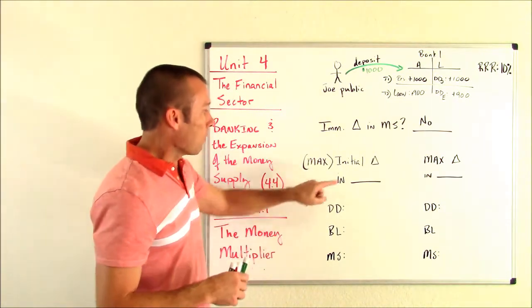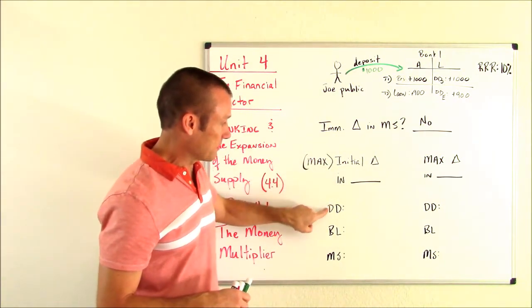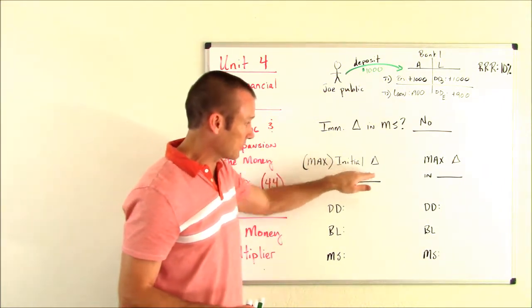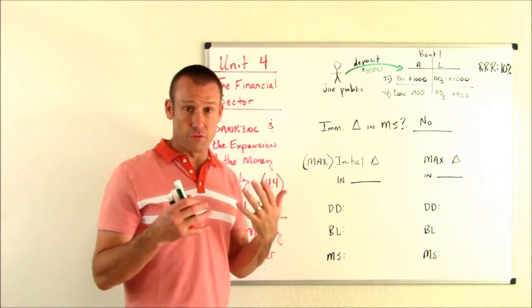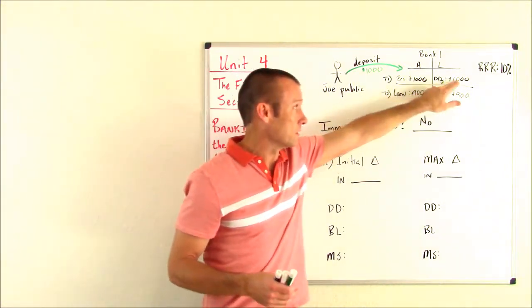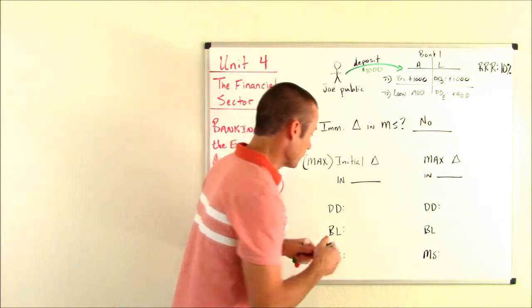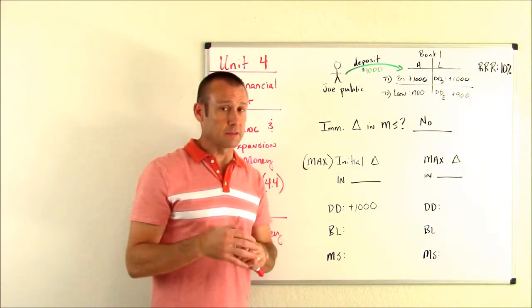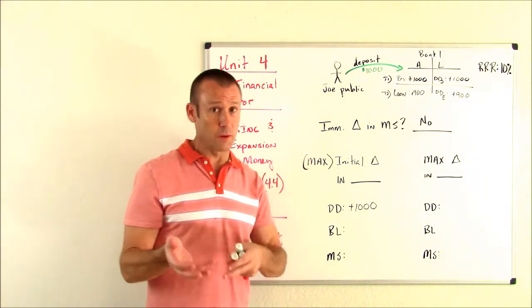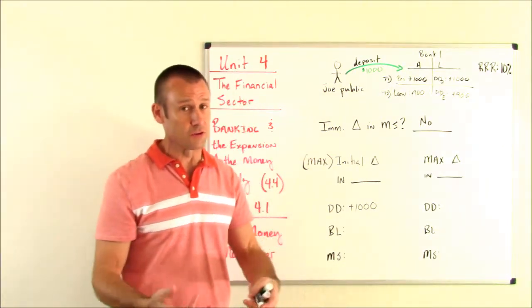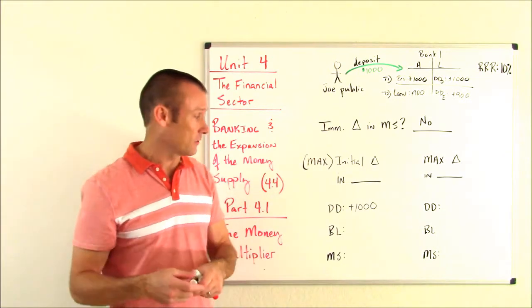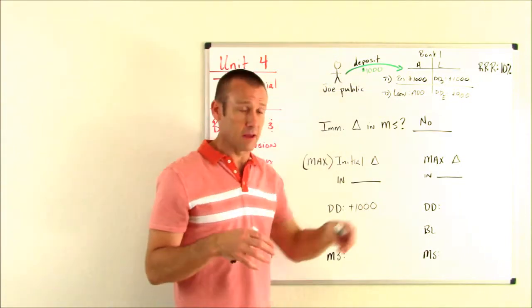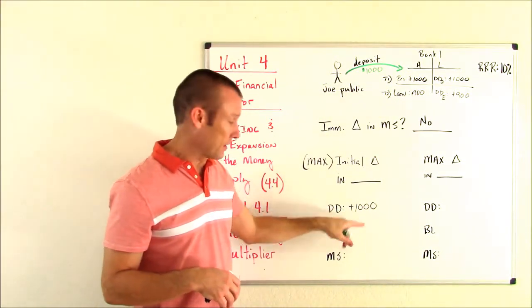So, what was the initial change in demand deposits? Notice the word max doesn't come into play for this particular question. The first change in demand deposits was the deposit of $1,000, so I'm going to put plus $1,000. Again, guys, that actually did happen immediately. Well, if something happens immediately, it also happened first, right? So if something happened immediately, it happened initially. That deposit happened with that T1 transaction, and so DD went up by 1,000.